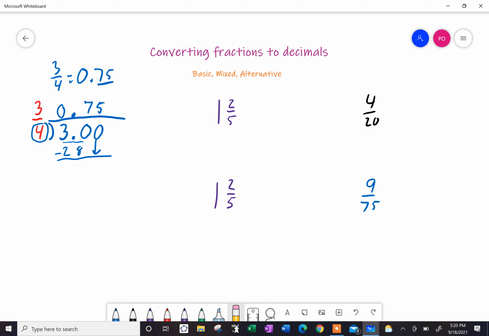You know what? I probably should have done this instead. So this was 2, bring down the 0. That ended up being 2, 0, 0, 0, 0.